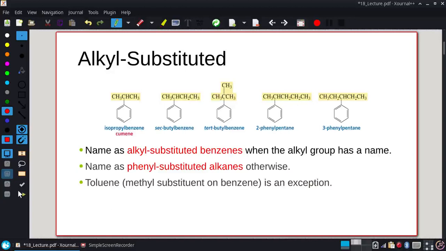When it's not such a common one, we end up adding the phenyl as a substituent to the long chain. So 2-phenylpentane and 3-phenylpentane. So both happen. Typically with the one that keeps us from having the complex substituent name.